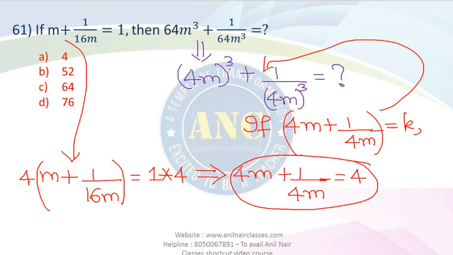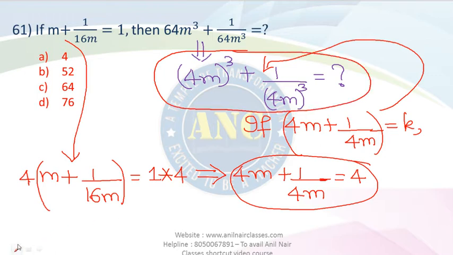If I know this, finding out this value is definitely not a difficult task. It is nothing but k cube minus 3k. Answer is 4 cube minus 3 into 4. 64 minus 12. Once again an easy question. 64 minus 12 is nothing but how much? 52. Answer for this question is 52. Very, very easy.